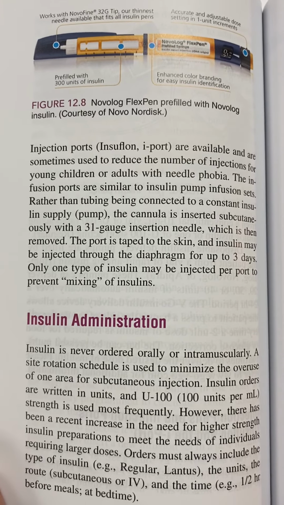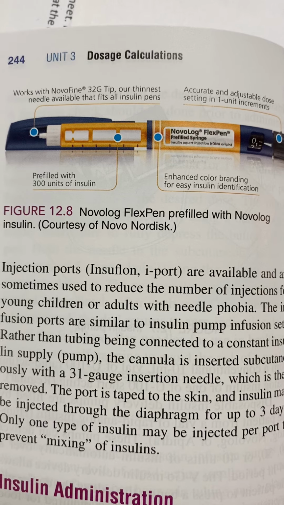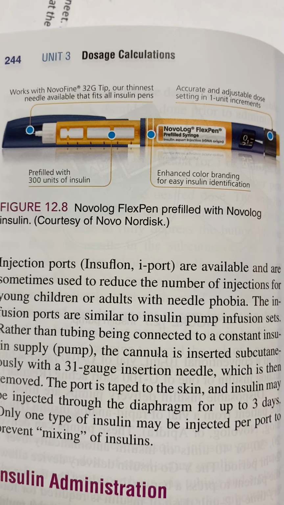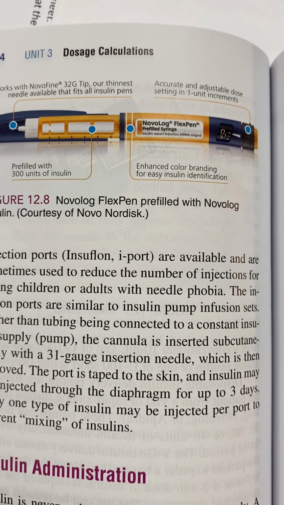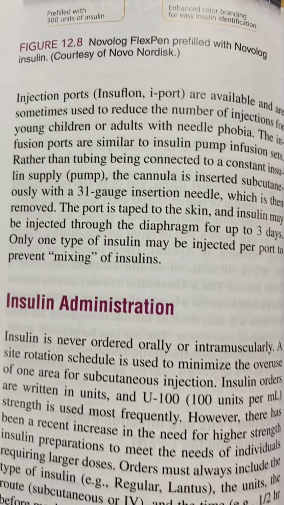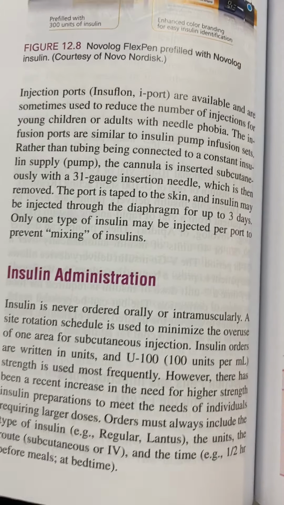The injection ports here. This is what is called pre-filled, with 300 units of insulin. Enhanced color branding for easy insulin identification. Okay, the insulin administration. The sliding scale coverage is extremely important. Sometimes patients receive additional rapid-acting insulin during the day to correct the high blood sugar.